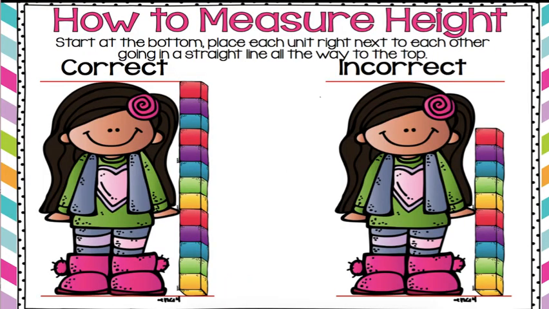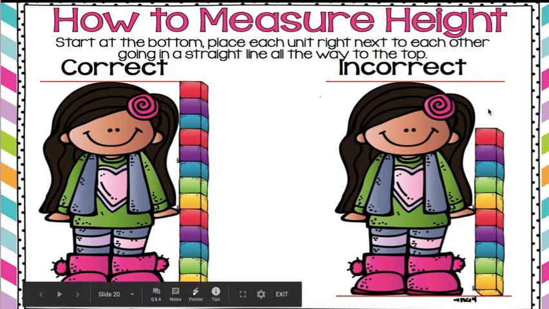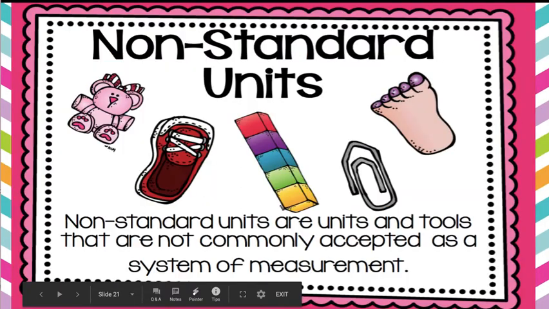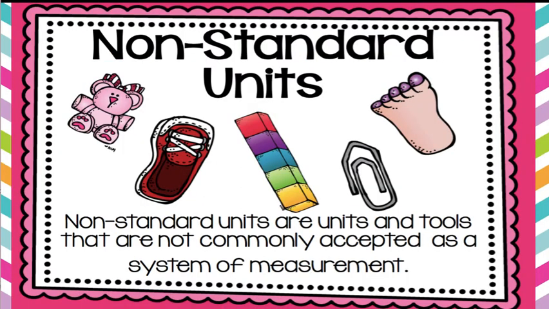We have to start at the bottom, place each unit right next to each other, going in a straight, tall line all the way to the top. So the second one here is not correct because they didn't go all the way to the top of her head.